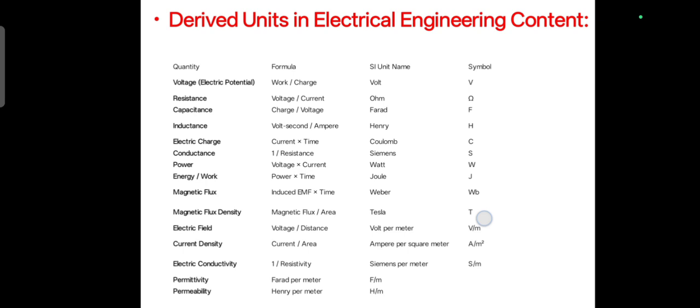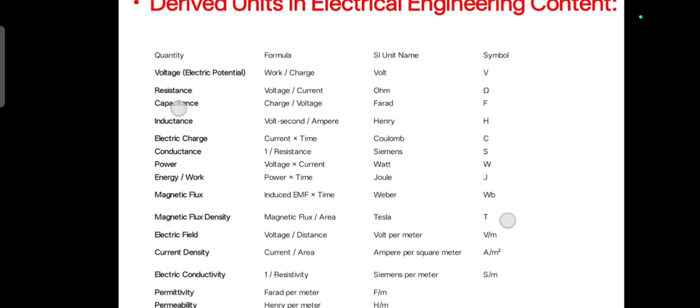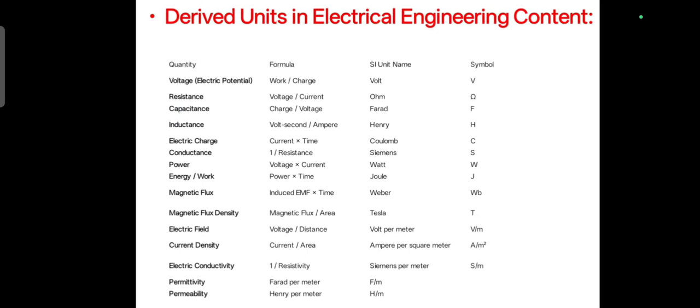Power is nothing but the voltage into current, having the unit watt. Energy or work is nothing but the power into time. Magnetic flux is nothing but the induced EMF into the time, having the unit Weber.